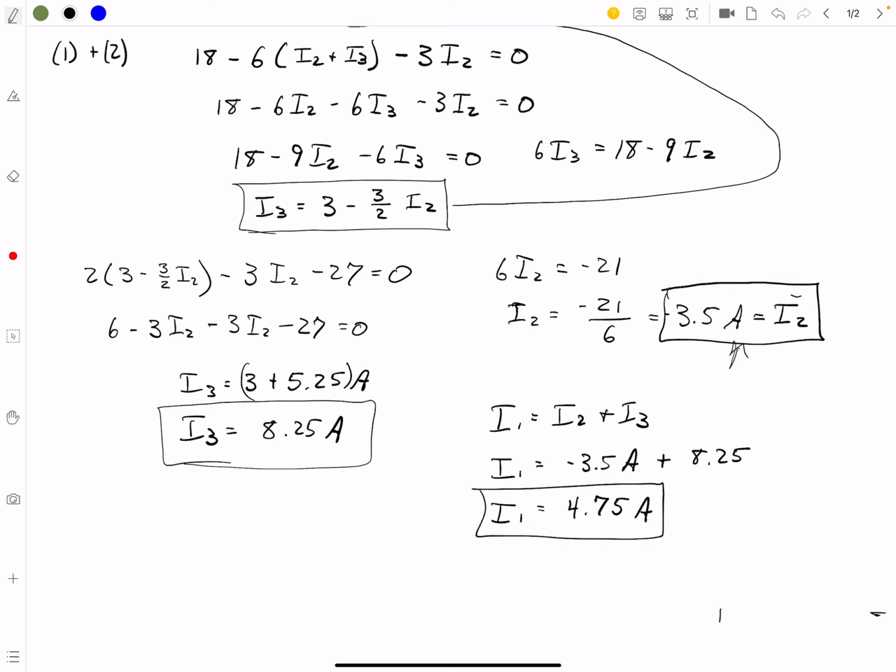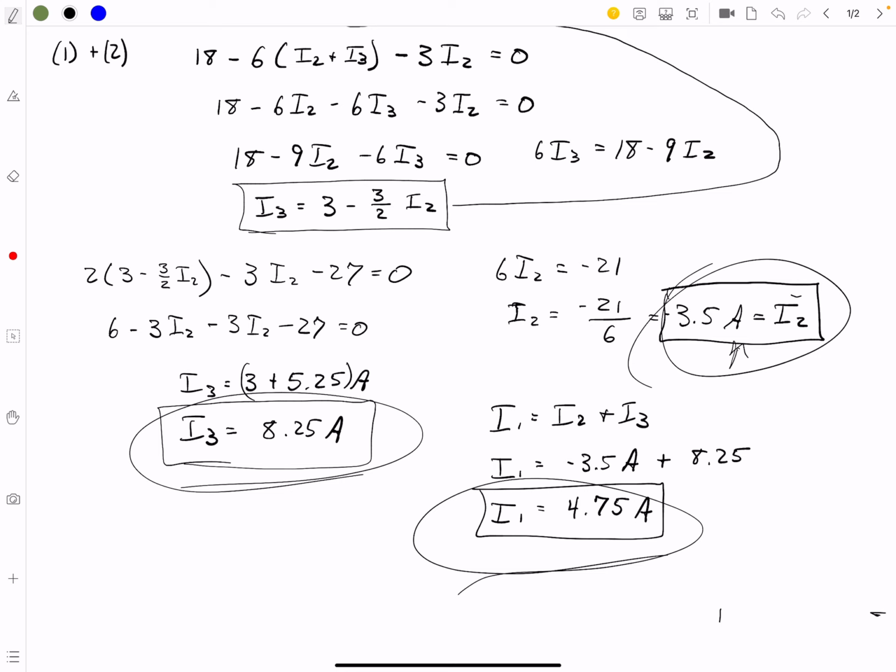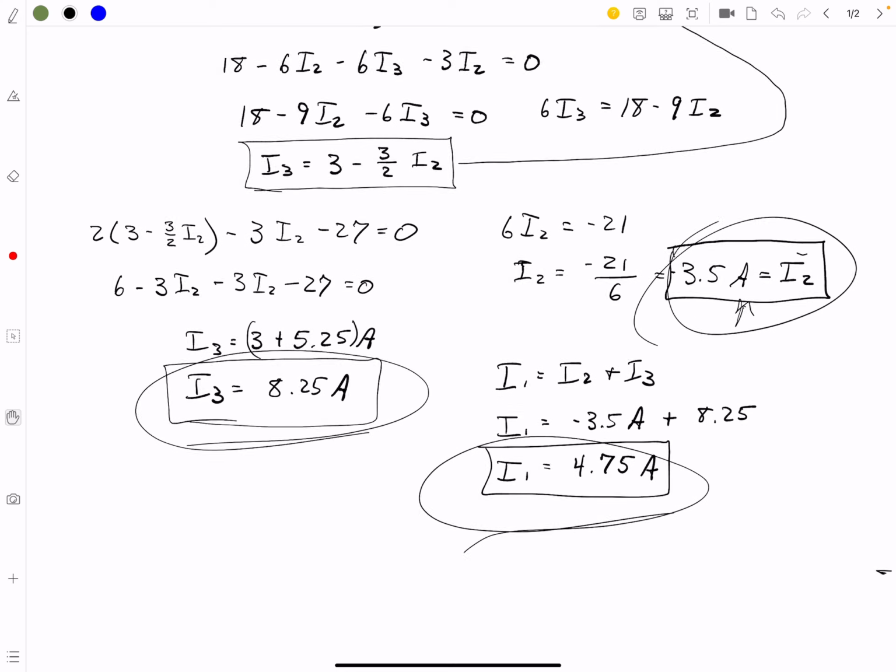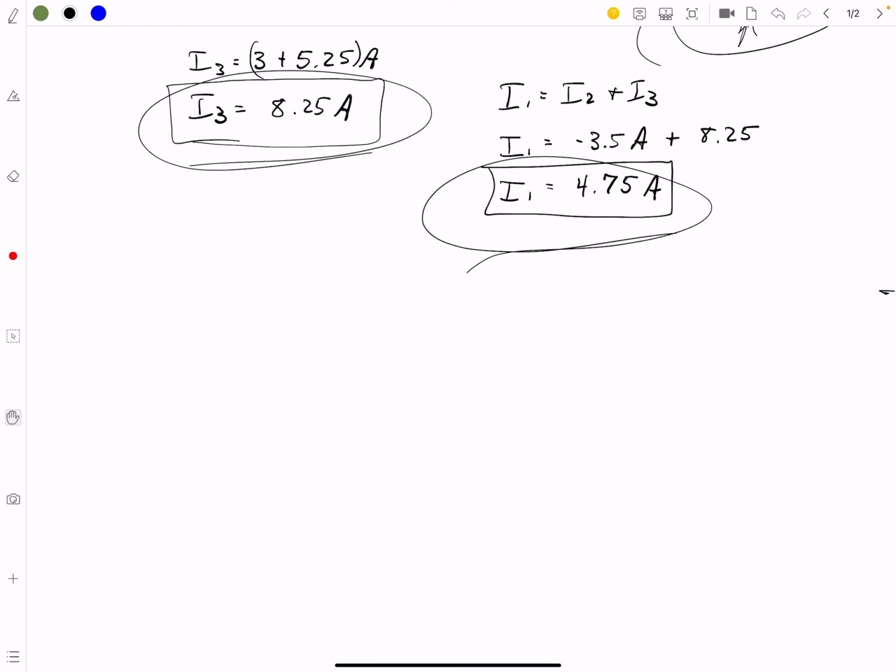So, and that is what we were looking for. We wanted to find I2, I1, and I3, and we did it, okay? And we used Kirchhoff's laws to do it. Good old Kirchhoff.